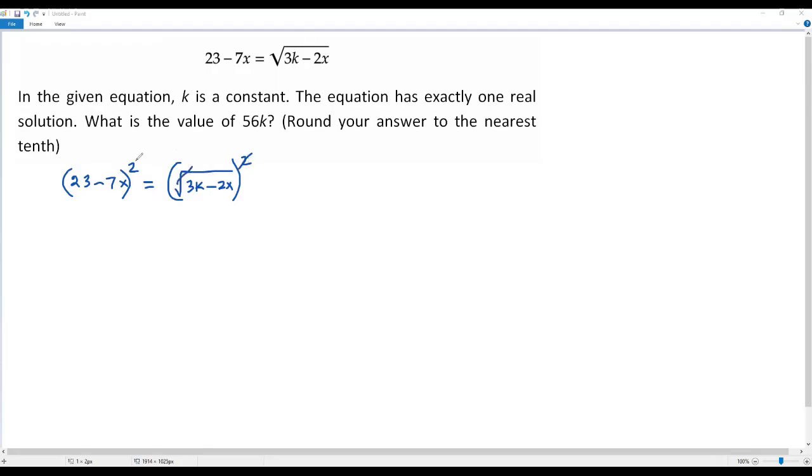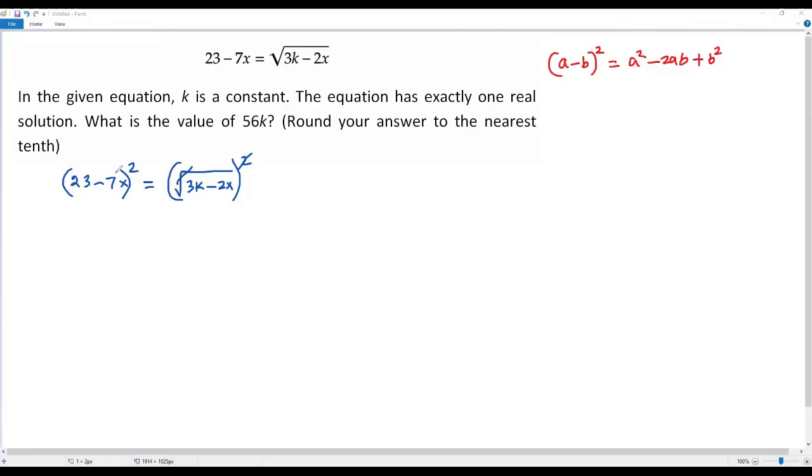Now, to get the expansion of the square of the binomial over here, we can consider the algebraic identity, that is (a minus b) the whole square. Its expansion is a square minus 2ab plus b square. Okay, now let's compare this (a minus b) the whole square and this (23 minus 7x) whole square. At the place of a, we have 23. At the place of b, we have 7x.